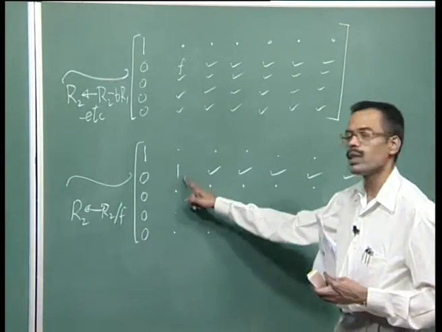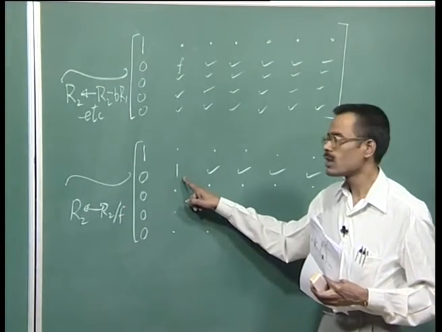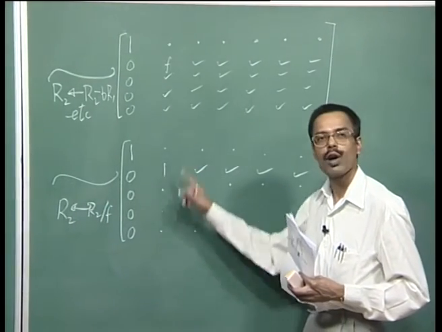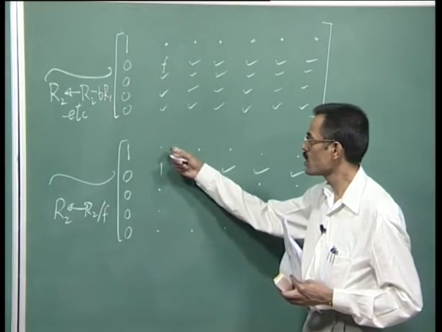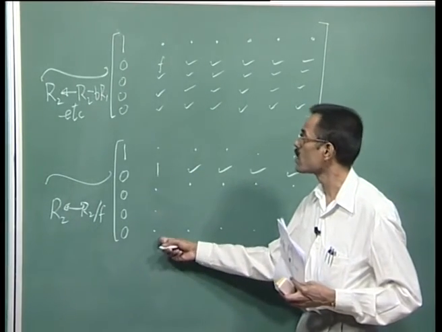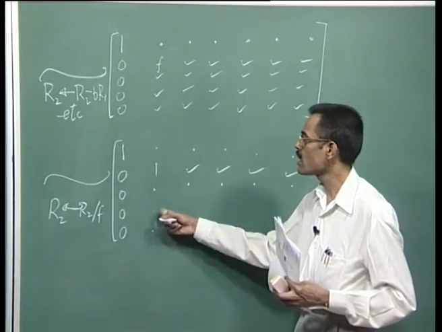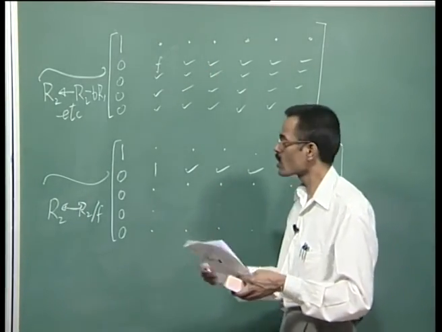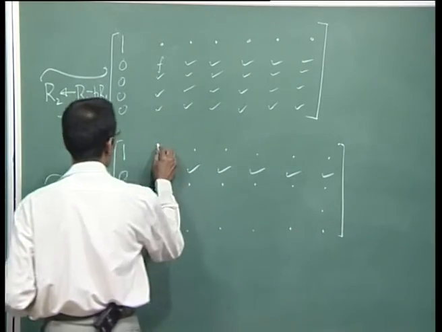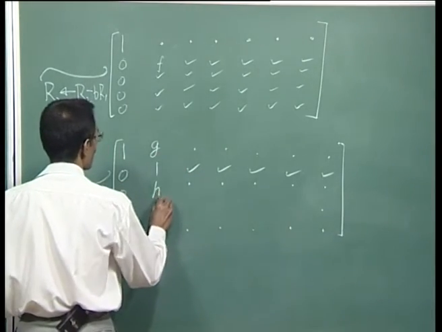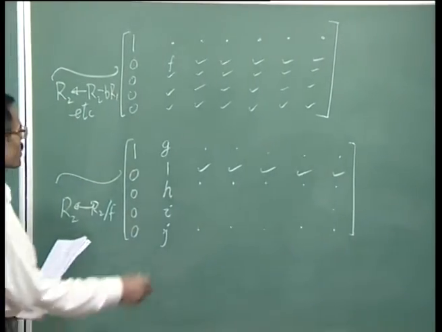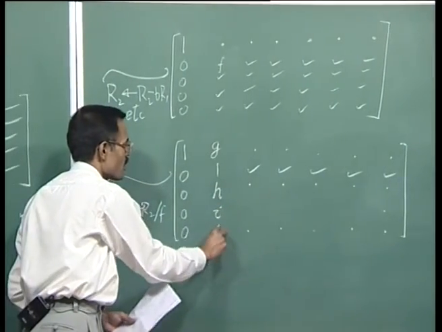After getting the 1 here, we will try to get zeros in the other positions of this column. That means, here, here, here and here. What are there currently? Currently some numbers which have been copied from the last step. So, give them some names, G, H, I, J.